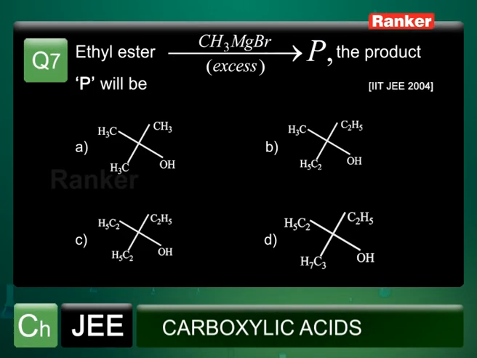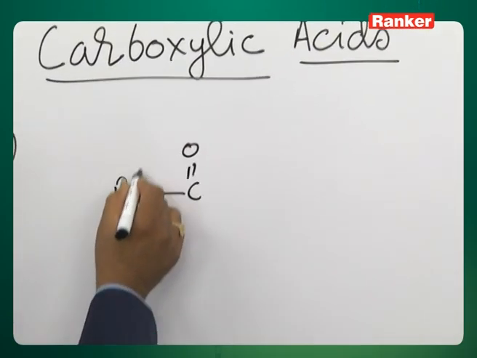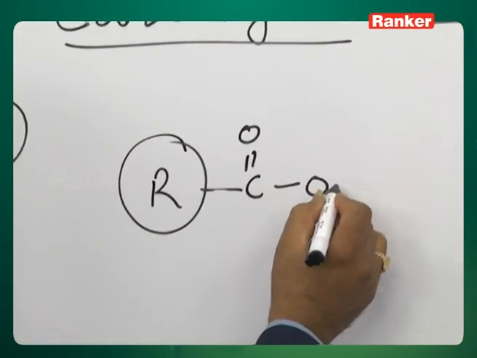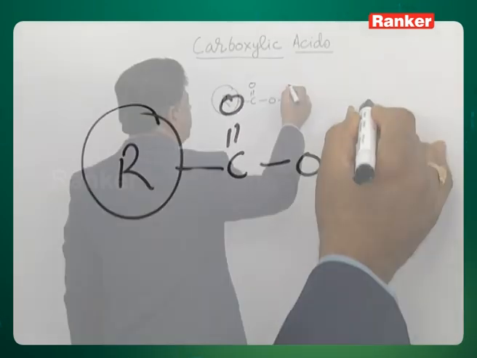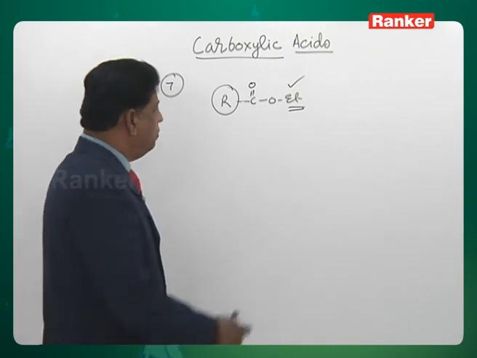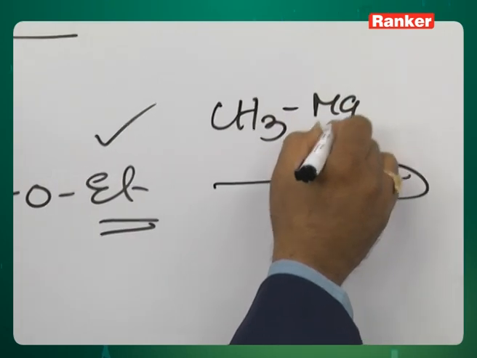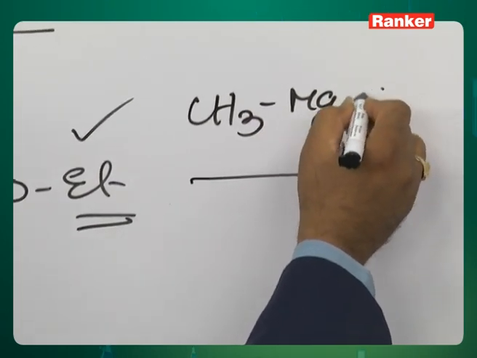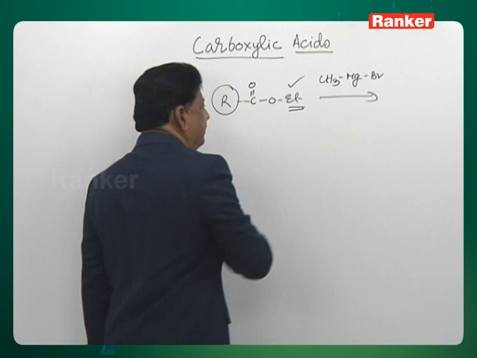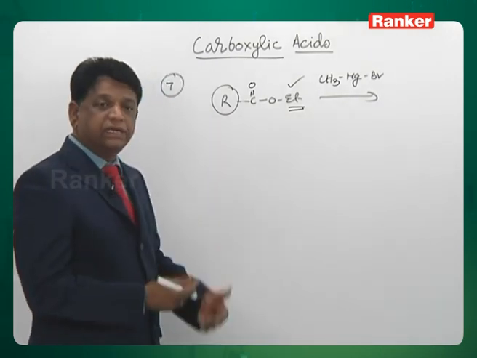Ethyl ester on reaction with methyl magnesium bromide, excess he said, a compound P is formed. What is this ethyl ester? He didn't mention what this R group is. Some alkyl group containing ester of ethyl. This is mentioned. Ethyl ester of a compound is taken. What R is we don't know, but we are adding the methyl magnesium bromide. So esters and acid halides, even to some extent anhydrides, will undergo double reaction with RMgX.